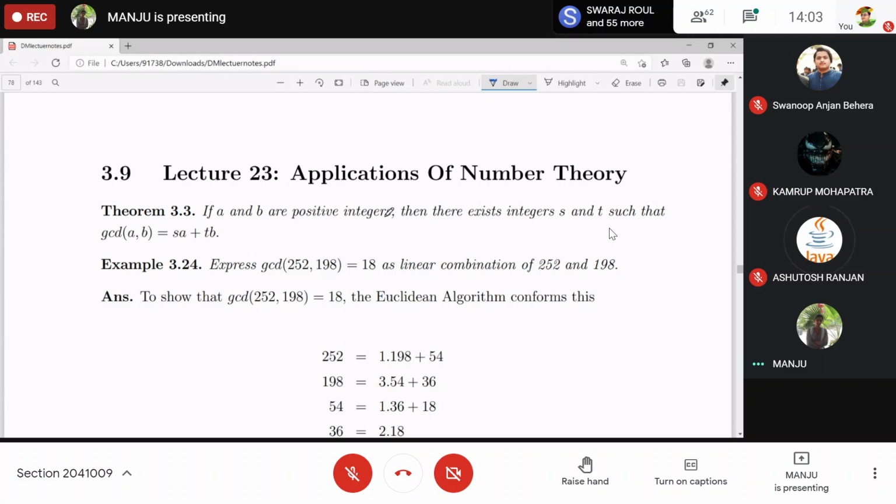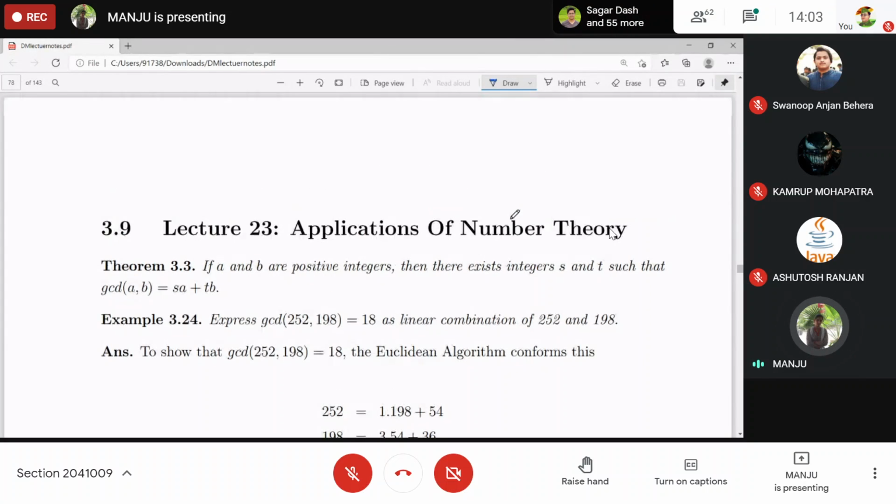So yesterday we discussed the GCD, right? And there are many ways to find GCD. One is by prime factorization, another is by the Euclidean algorithm, that is the long division method, right?